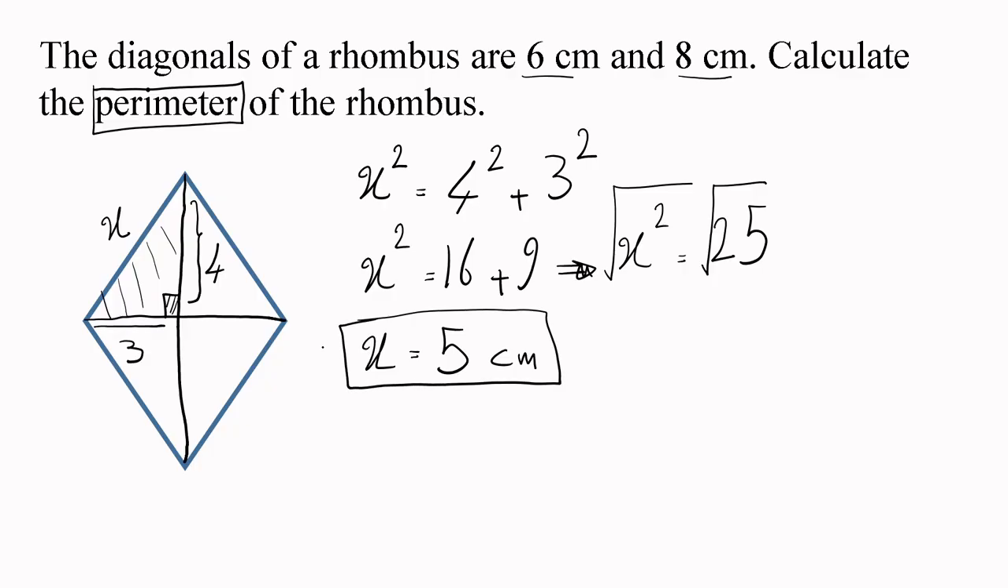So, am I done with this question? No. What does the question want? The question wants us to find the perimeter. It means around the figure, right? And another characteristic of rhombus that you must know is all the sides are equal to each other.